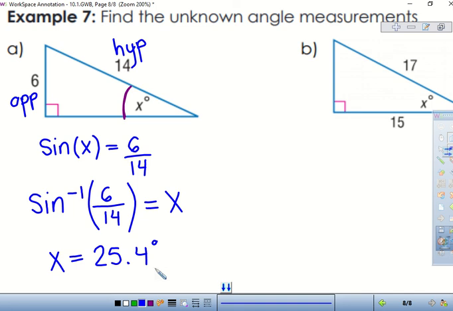Wait, so say how to do it again? Sure. So you're going to do whatever the fraction is, 6 divided by 14. Okay. And then does your calculator have like a second button? Yeah. Hit the second and then hit the sine. Okay. Do 6 divided by 14 equals and then second? Yeah. Okay. You got it.